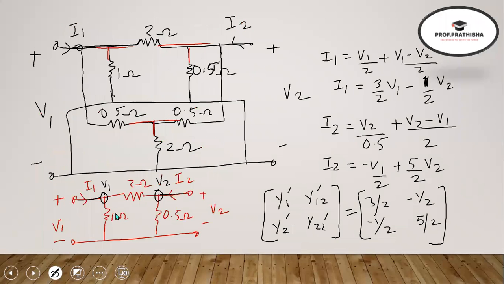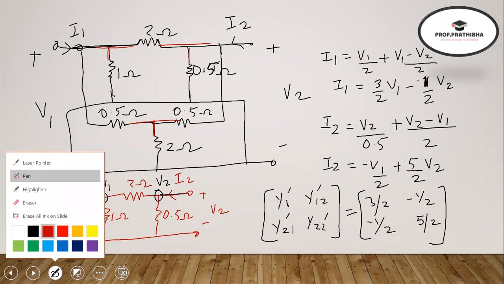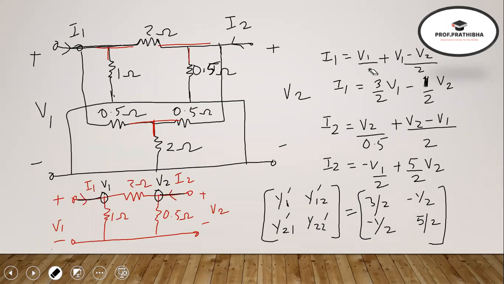Ma'am, in the right hand side, the first V1, it should be V1 by 1, right? KVL. Sorry, ma'am, KCL, my bad. The V1 KCL equation, it should be V1 by 1 plus V1 minus... over here, right? Yes, that's correct. The answer is however correct. Okay, there is no change in the answer.